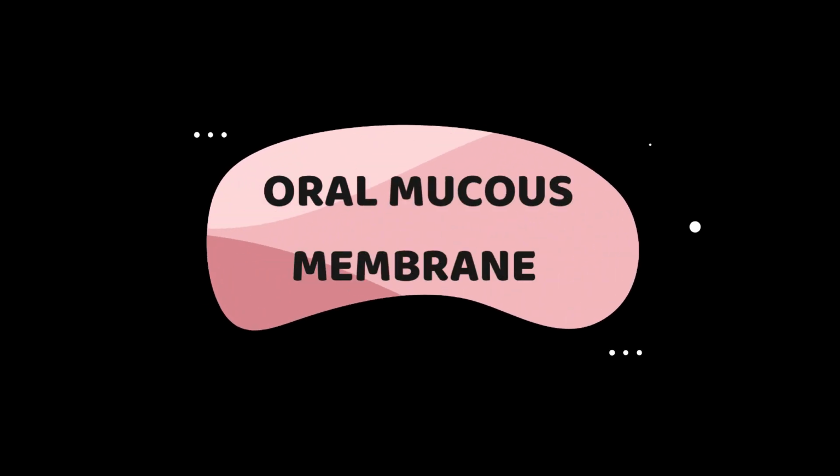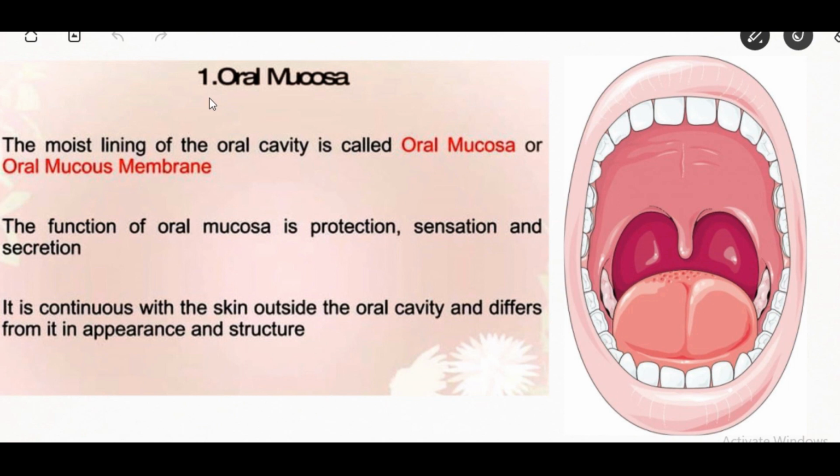Next, we are going to discuss the oral mucous membrane. The moist lining of the oral cavity is known as the oral mucosa or the oral mucous membrane. What is the function of oral mucosa? The function of oral mucosa is protection, sensation, and secretion.